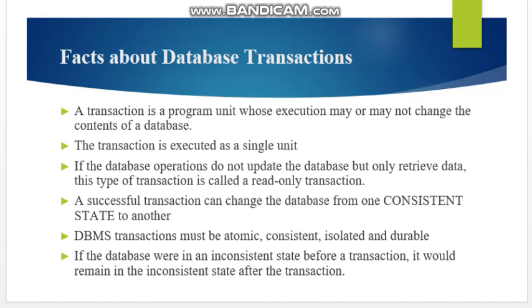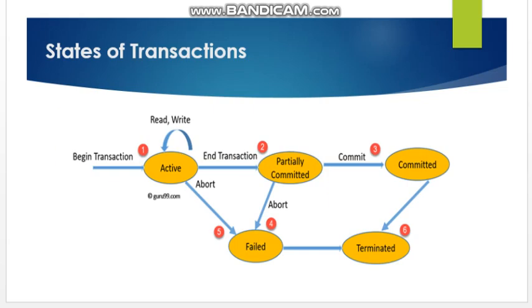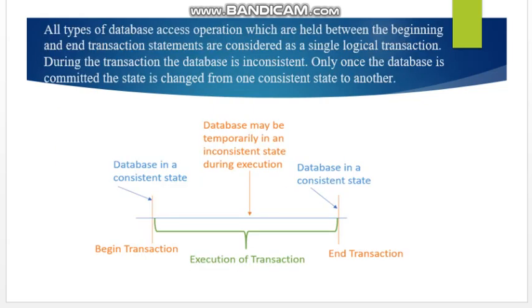If you have a database which has some errors or some wrong values in it, and we perform a transaction, the inconsistency of the database will remain the same. Transaction execution does not remove the inconsistency from the database. Using this diagram you can understand: here I have a transaction, which begins from here and ends here. If the database is consistent before the transaction execution, it has to be consistent when the transaction is completed. The database may temporarily be in an inconsistent state during the execution of the transaction. All the data access operations held between the beginning and the end of the transaction are considered as a single logical transaction.